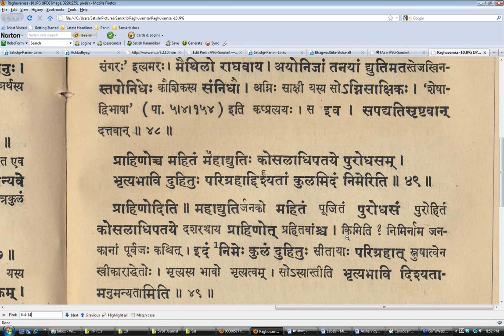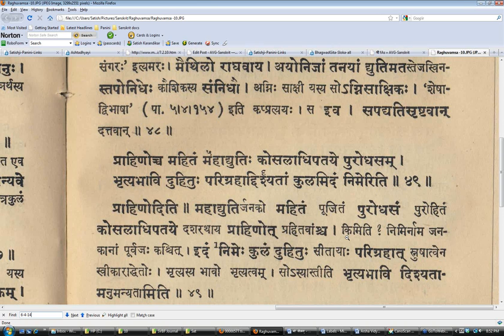Nimir nama janakanam purvajaha kashchit. Nimi was somebody who was an ancestor of the Janakas, some ancestor. Idam nimeh kulam: this family of Nimi. Just like you have Raghu on the other side, you have Nimi on the Videha side. Nimi.